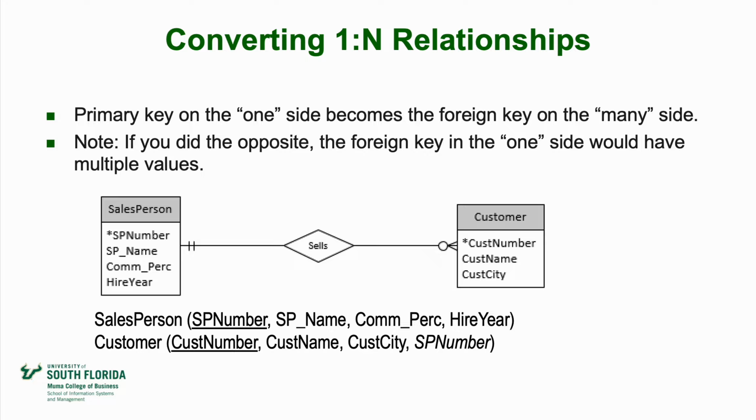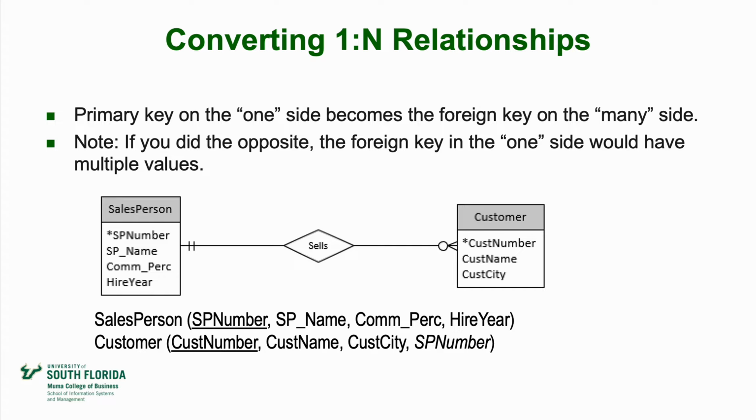To convert a one-to-many relationship, we make the primary key on the one side a foreign key on the many side. Thus, in the example below, there is a one-to-many relationship between salesperson and customer to encode the business rules that a salesperson can sell to any number of customers and that the customers must have sales with exactly one salesperson. We encode this by adding the primary key of salesperson as a foreign key to customer. Note, if we did the opposite and made customer number a foreign key in salesperson, the foreign key would have multiple values.